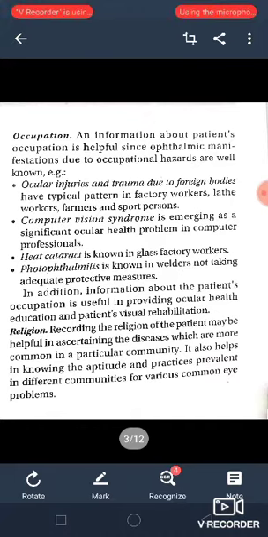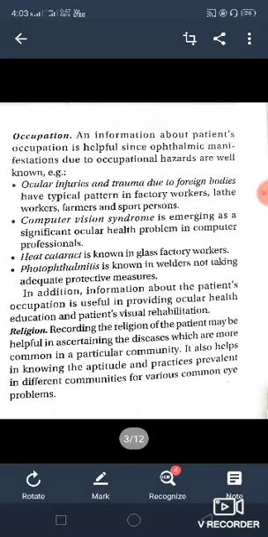What is the importance of occupation? Information about patient's occupation is helpful since ophthalmic manifestations due to occupational hazards are well known. For example, ocular injuries and trauma due to foreign bodies have a typical pattern in factory workers, leather workers, farmers, and sport persons.